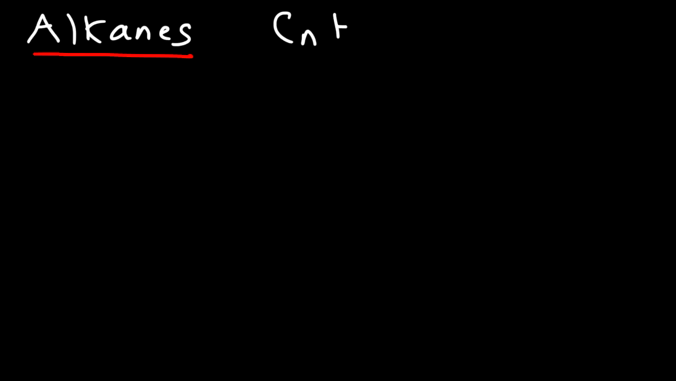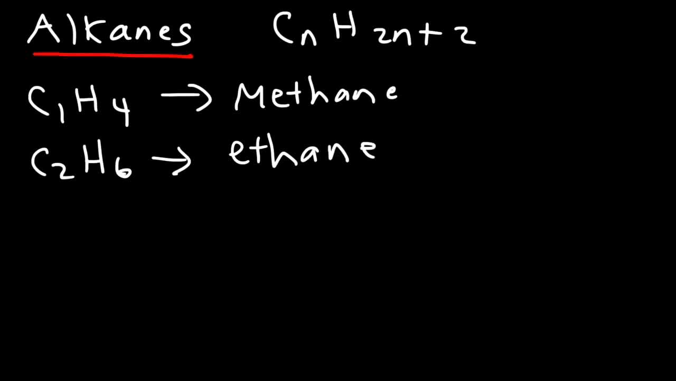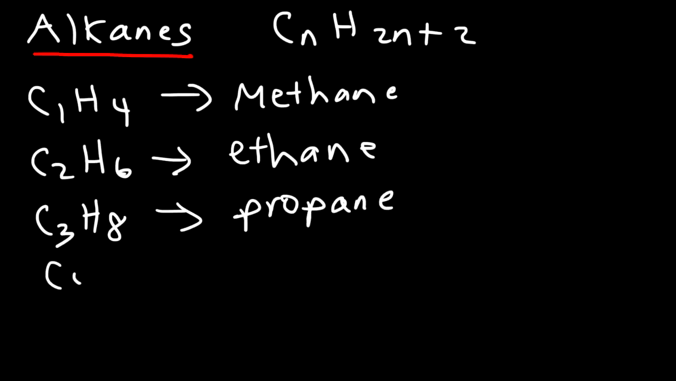Now let's talk about the alkanes, the saturated hydrocarbons. The general formula for an alkane is CnH2n+2. So the first example is CH4. So this is known as methane. Next we have C2H6, and this is called ethane. C3H8, this is propane. Now in most organic chemistry classes, you need to know the first 10, so up to C10.